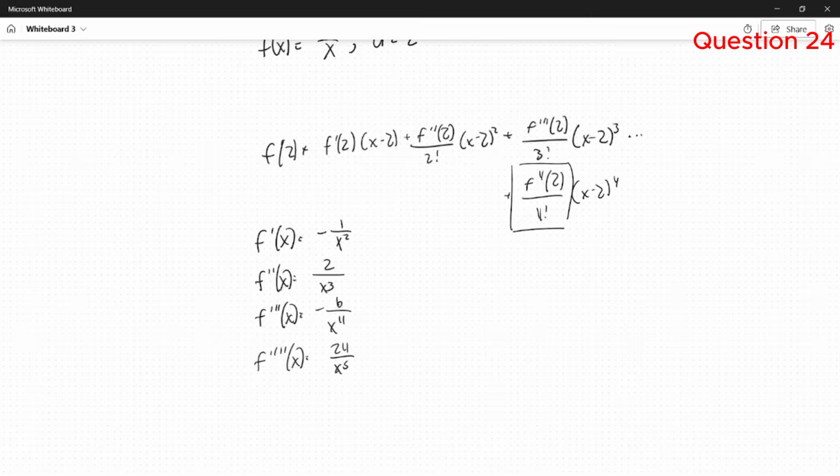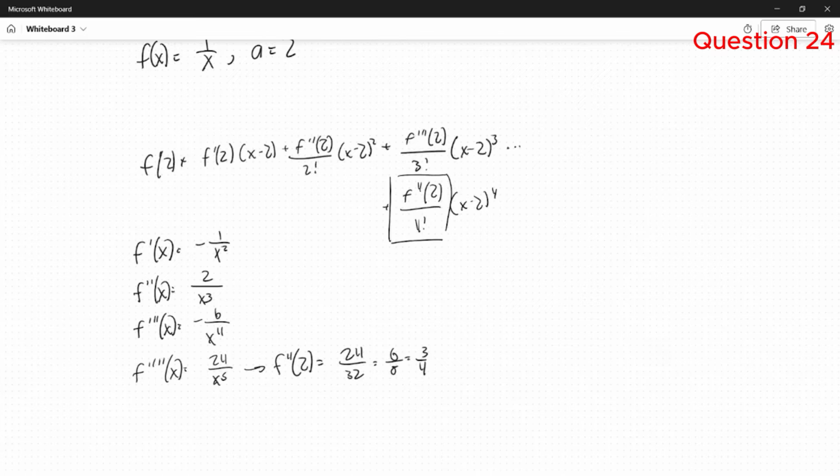All right, so we plug in at this value. We're looking to plug in the value 2, and that would be 24 over 32. That would give us a value of 6 over 8, or 3 over 4. But in fact, we could probably just leave this as 24 over 32, and you'll see why in just a minute. So we plug in the fourth derivative at the point 2.